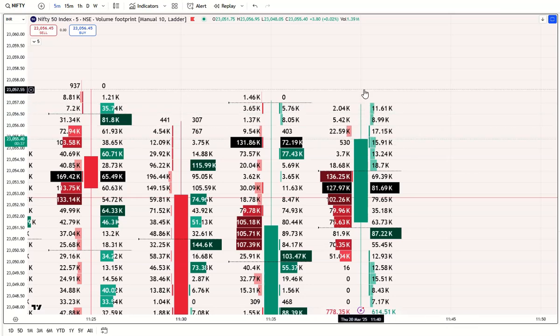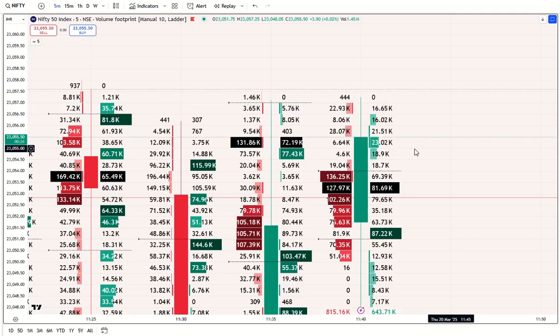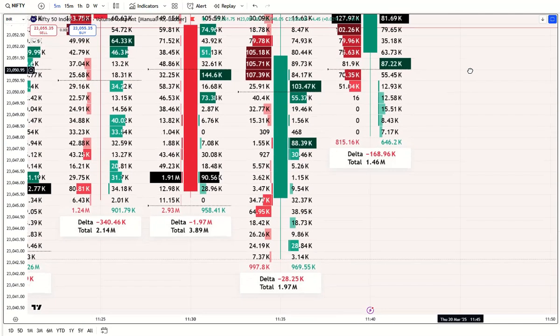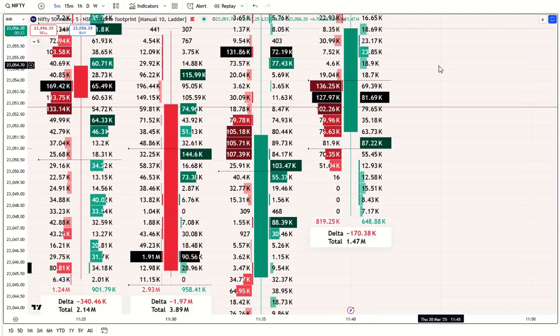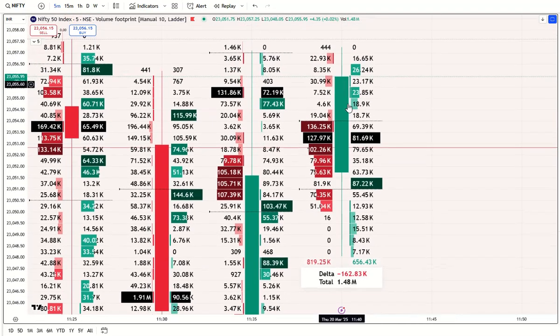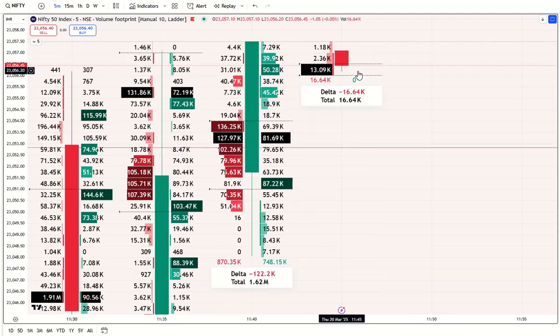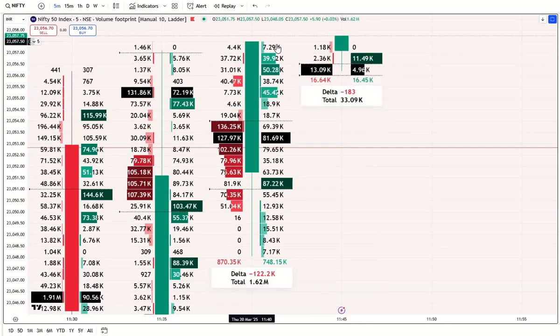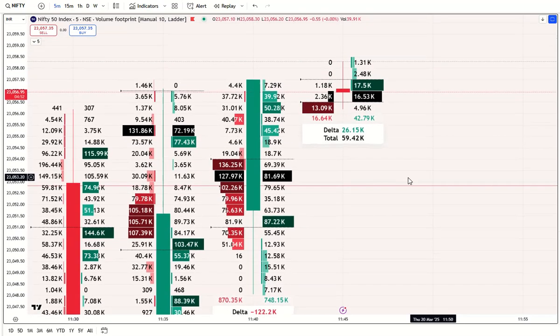If it sustains above this, that's a good possibility. The delta is still in the negative. You see how much buying is going on here. Still the delta seems to be on the negative side. Okay, now this is rising. So I got an entry here, and let's see what happens.